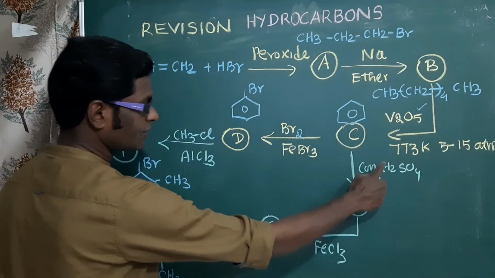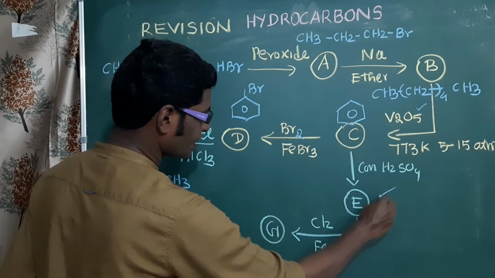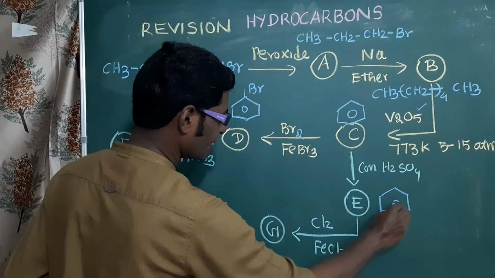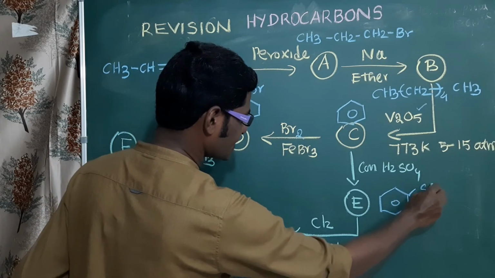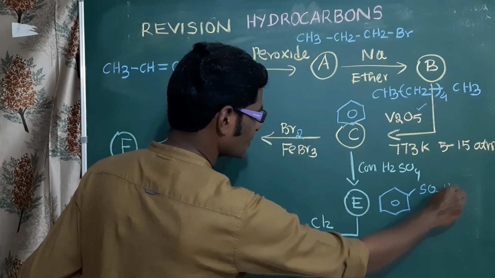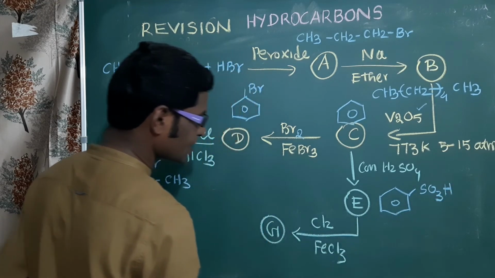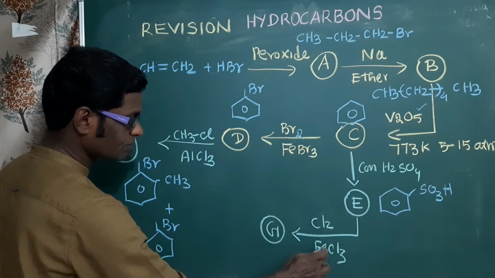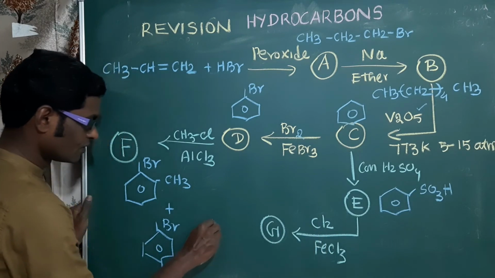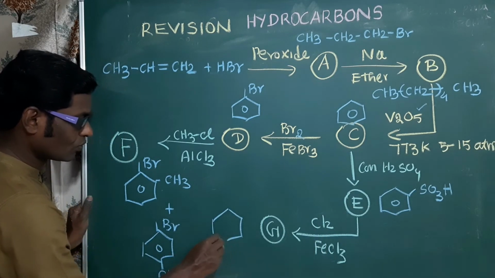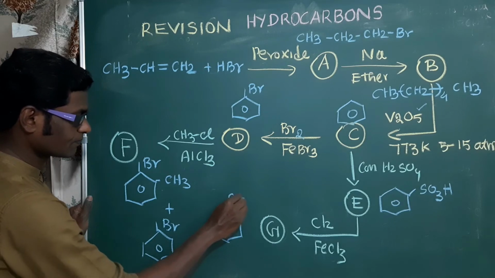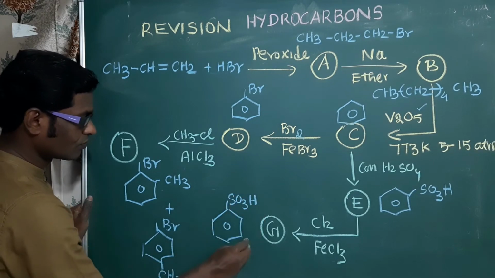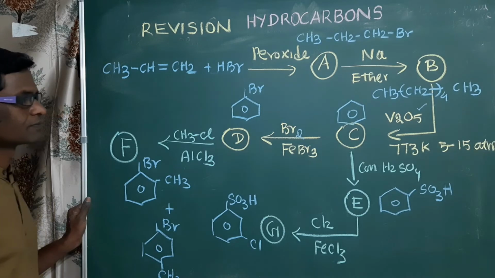When benzene treated with concentrated sulfuric acid, we will get benzene sulfonic acid. This benzene sulfonic acid, meta-directing group, when treated with chlorine in presence of FeCl3, we will get meta-chlorobenzene sulfonic acid or 3-chlorobenzene sulfonic acid.